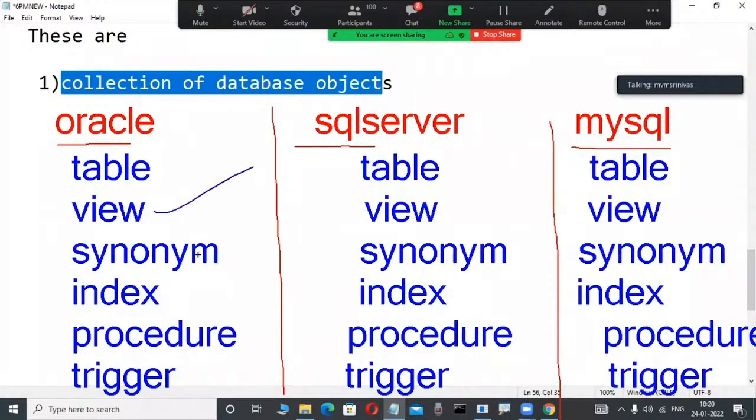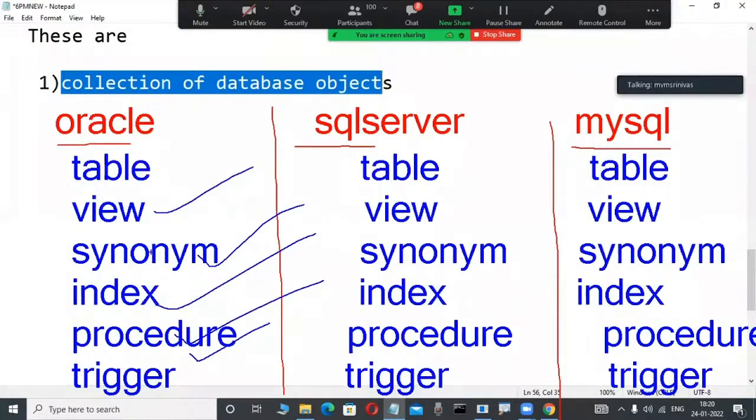Suppose, what is the purpose of view? What is the purpose of synonym? What is the purpose of index? What is the purpose of procedure? What is the purpose of trigger? If you have an idea where we are using these in one relational data model product, we are learning all the relational data model products, same uses, same thing only. Syntactically different and functions are different, but conceptually same.